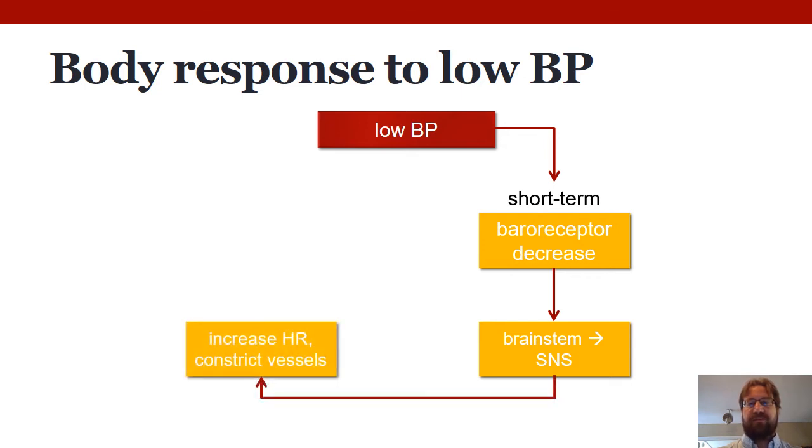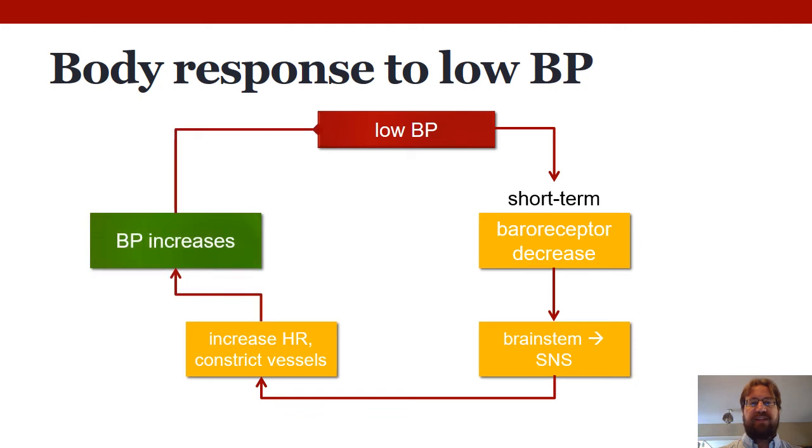Because the sympathetic nervous system increases heart rate and heart force and constricts your blood vessels. And this has the effect of increasing blood pressure. And if it's just a short-term drop in blood pressure, that could fix the problem by itself. And eventually, blood pressure will return to normal and you won't need to keep an elevated heart rate or constricting your vessels. But what if this doesn't solve the problem?